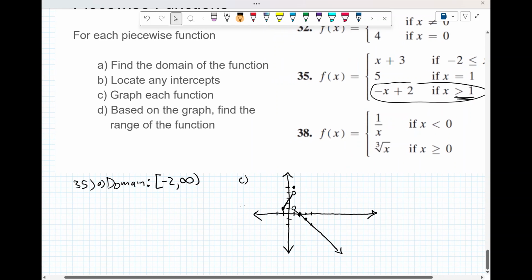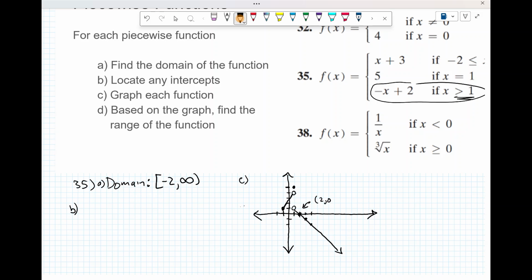All right. Are there any intercepts? Does it cross the x-axis? I would say yes. It crosses the x-axis at 2, 0. So the x-intercept is at 2, 0. Or you could just say the x-intercept is equal to 2. Does it cross the y-axis? I would say yes. It crosses the y-axis right here, which is 0, 3. So the y-intercept is 0, 3, or you could just say the y-intercept is equal to 3.